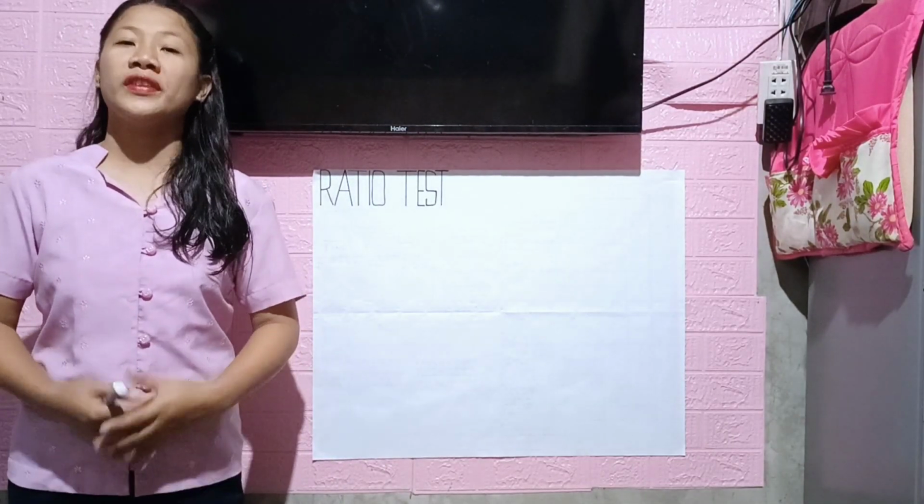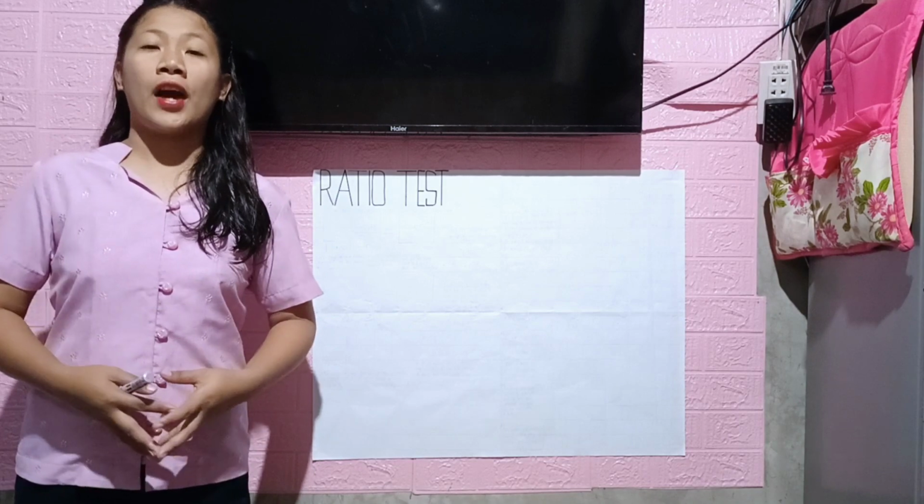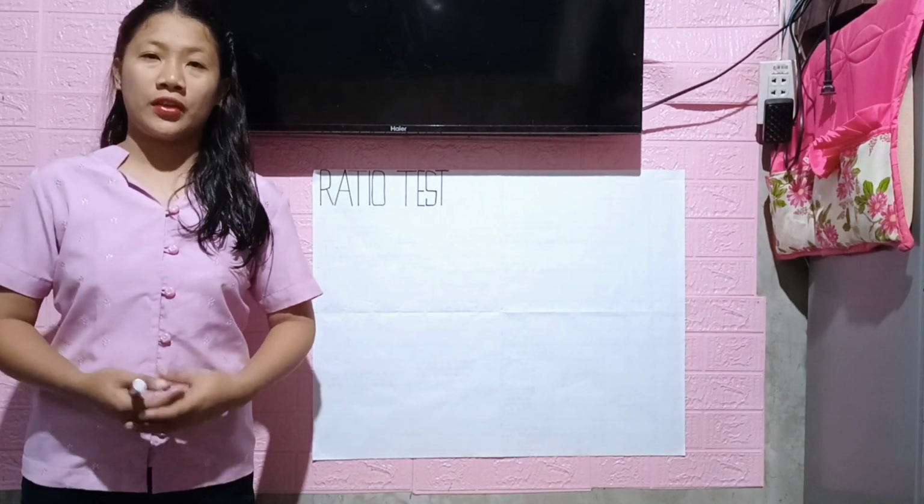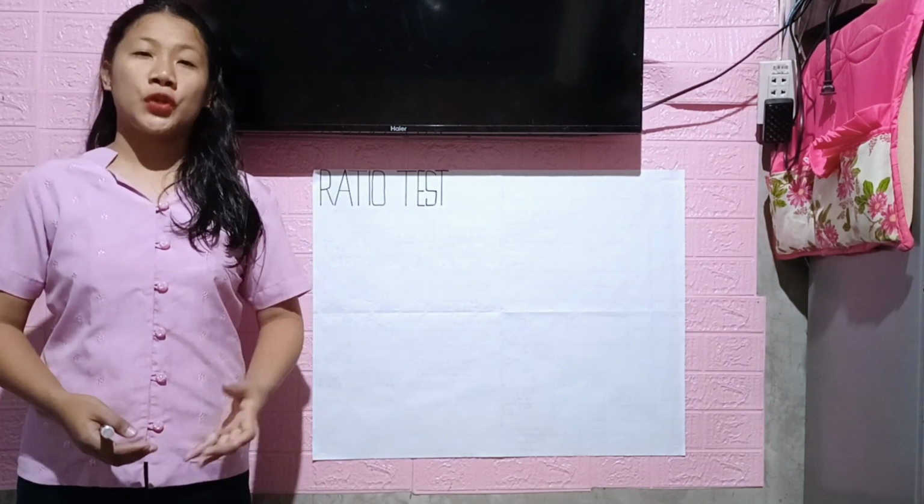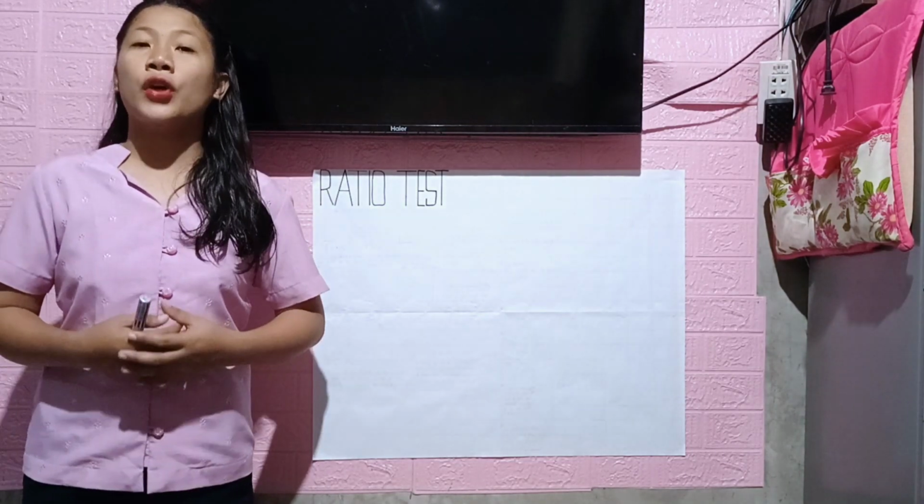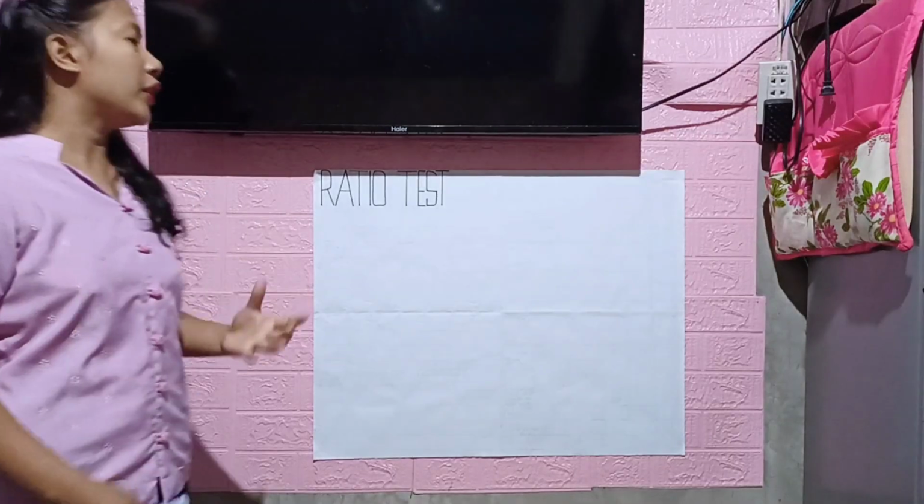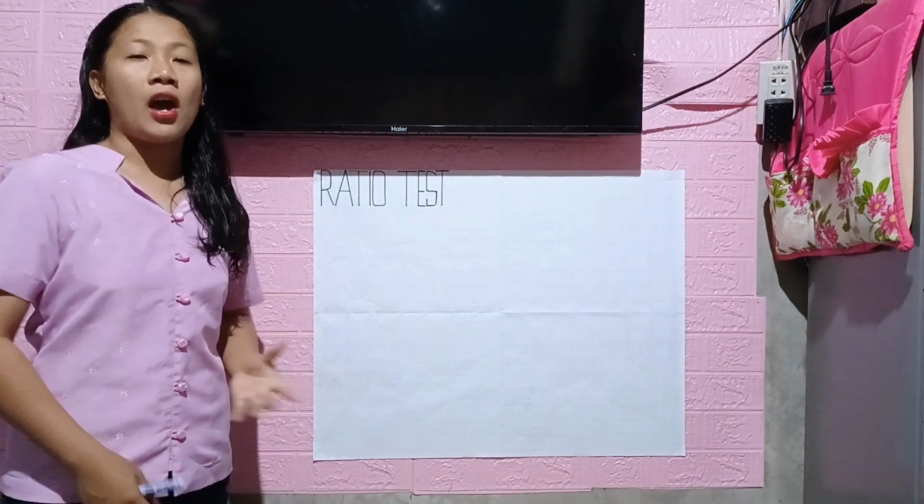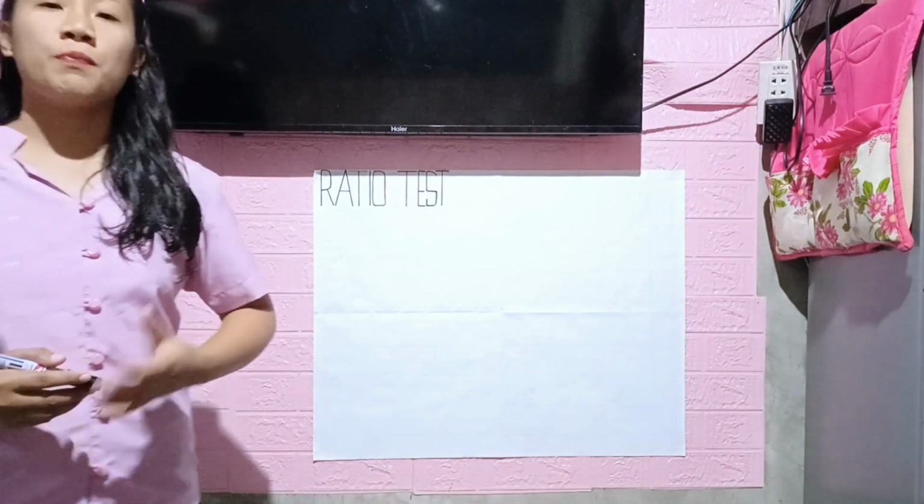So now we are going to discuss tests in identifying convergent and divergent series. The tests that I've chosen are the ratio test and the limit comparison test. First, we are going to discuss the ratio test. We have three basic ideas in our ratio test. So what are those basic ideas?